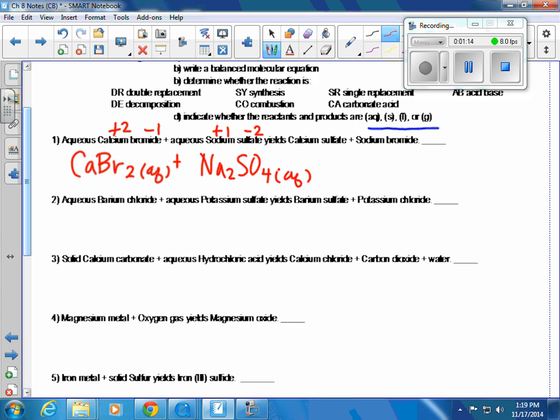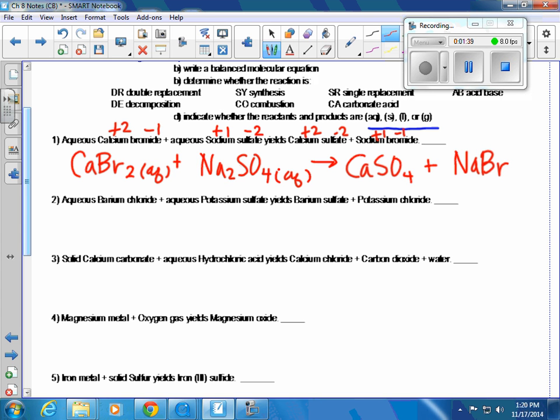Then it says yields, so I draw my arrow for yields. On the right-hand side, I have calcium sulfate. So again, this is +2 and this is -2. So my formula is CaSO4 plus sodium bromide, which is +1 -1. So I have NaBr. Okay, so I do not know the phases of the ones on the right-hand side.